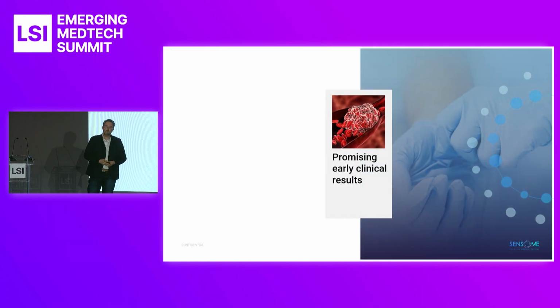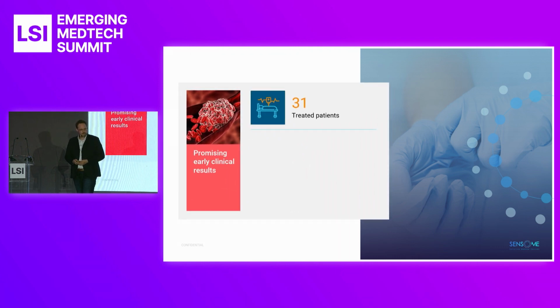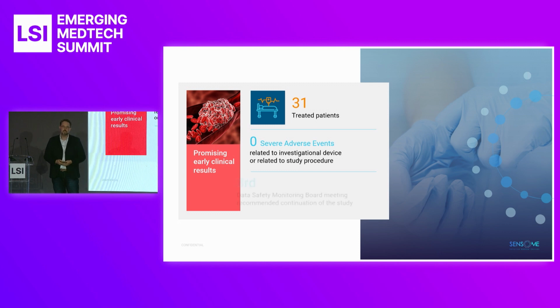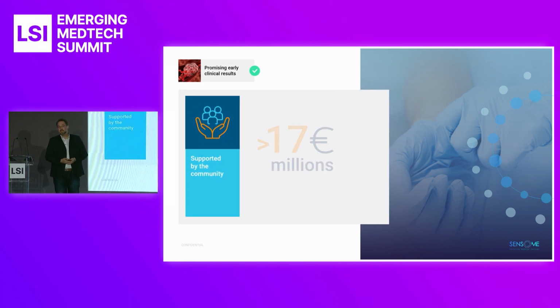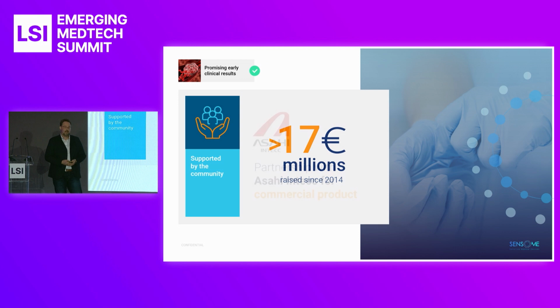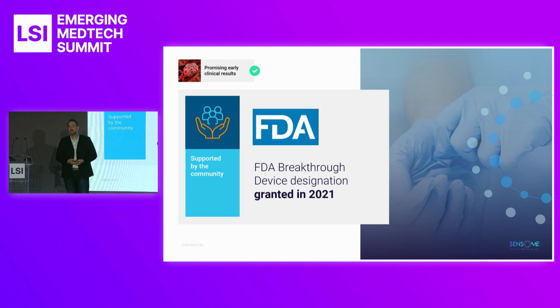Now, right now, we are in our first-in-human trial. We have treated 31 patients. We had 0 severe adverse events related to the device or the procedure, which is why the DSMB is allowing us to continue the study. We have raised over 17 million euros to date and have recently announced a partnership with Asahi Intech, one of the best guidewire manufacturers in the world, to build the commercial product of our smart guidewire, and obtained FDA breakthrough device designation.